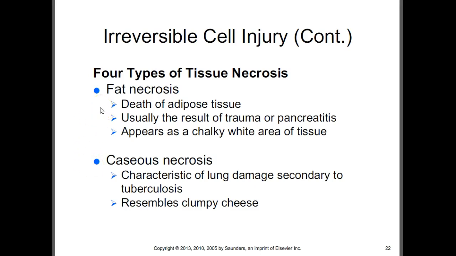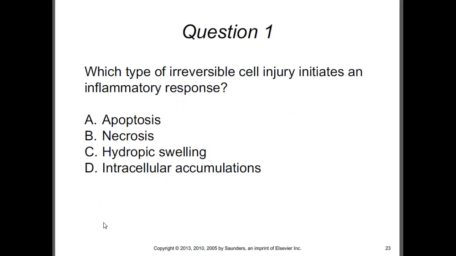Okay. Fat necrosis, right? Death of adipose tissue. Usually this is a result of some sort of trauma or pancreatitis, and you might see chalky white areas of tissue because remember, fat is usually a light color, light yellow or white. Then you're going to see caseous necrosis, and caseous necrosis is very common in lung damage like tuberculosis, right? And so it resembles clumpy cheese. As the name implies, if you look up the word caseous, that is going to mean cheesy, right?